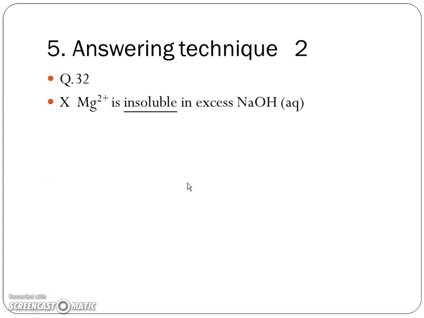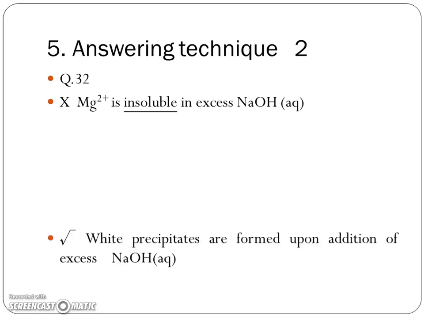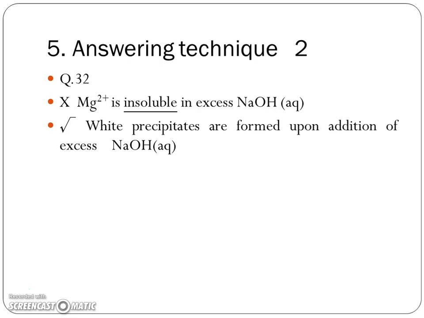So in question number 32, some of you understand the principle, but if you wrote that magnesium ion is insoluble in excess sodium hydroxide, that is a little bit strange, because the ion is originally dissolved in the solution. This is a solution, so you said that it is insoluble in excess sodium hydroxide. That is a little bit strange. You better write it like this: white precipitates are formed upon addition of excess NaOH. But some of you have missed this excess.